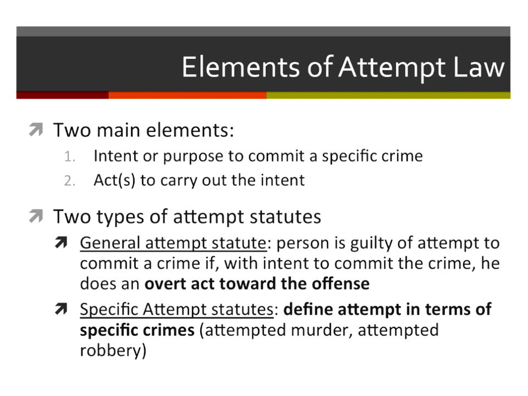Attempt law has two main elements: the intent or purpose to carry out a specific crime, and the act to actually carry it out, or acts to carry out the intent. There are two types of attempt statutes, general and specific. In the general attempt statute, a person is guilty of attempt if, with the intent to commit the crime, he does an overt act toward the offense. Specific attempt statutes define the attempt in terms of specific crimes, so attempted murder, attempted robbery, etc.